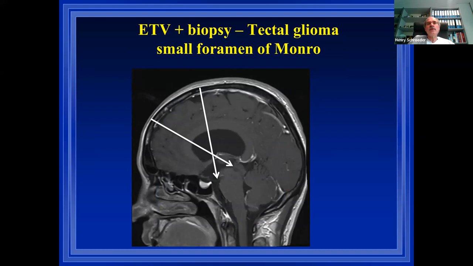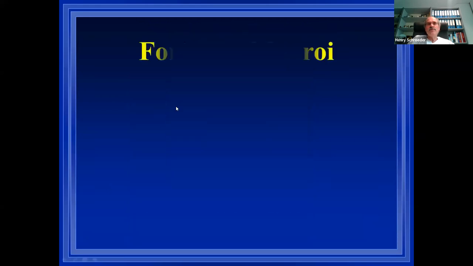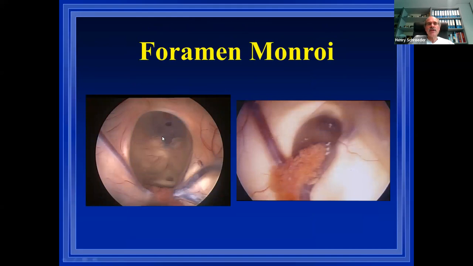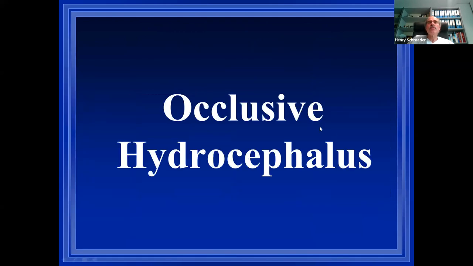If you have a wide foramen of Monroe, then the ideal point is not at the coronal suture, but go 2 centimeters in front. Then you can reach the floor and you can reach the pineal region. But look at the foramen of Monroe. Large foramen, you see floor, aqueduct, no problem. Small foramen, it's a problem. So it's an individual based approach planning according to the anatomy.